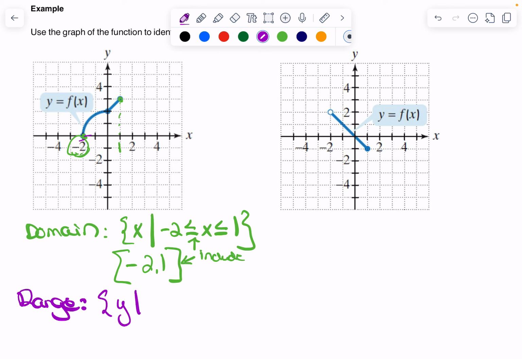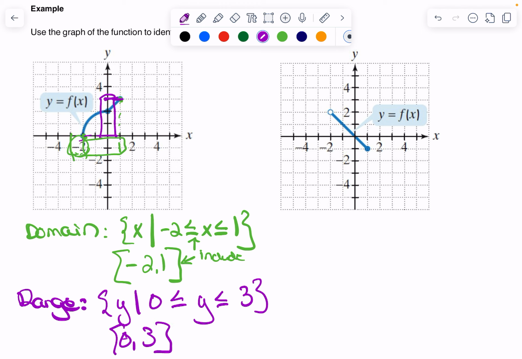The y starts from here and it goes all the way to here. Actually, it doesn't go that far down. So y starts from 0, and it is less than or equal to, and it goes all the way to 3. Actually, I need a y here. 0 is less than or equal to y is less than or equal to 3, and we close the braces. Or it's 0 to 3 inside brackets.